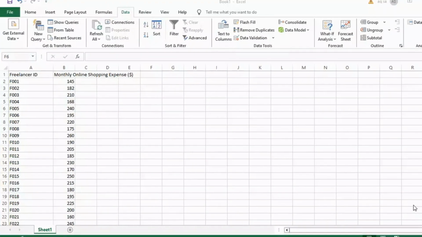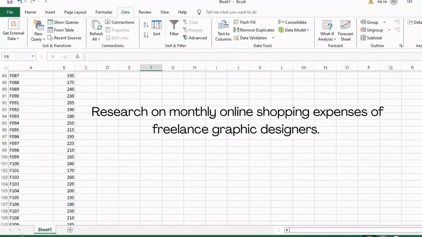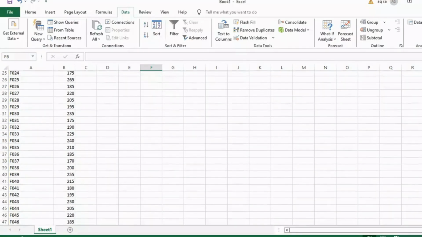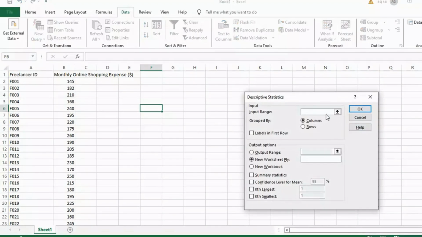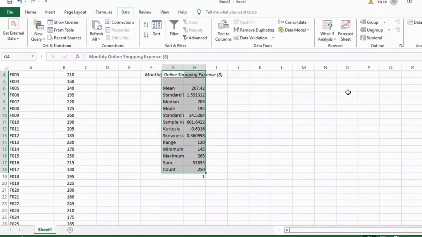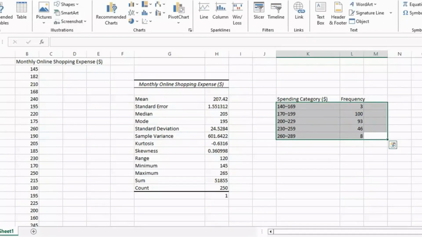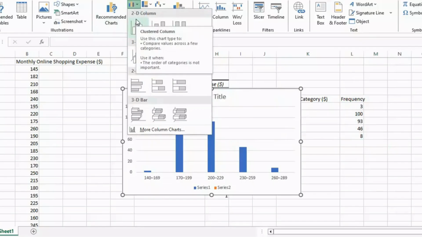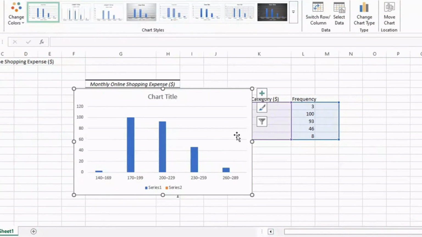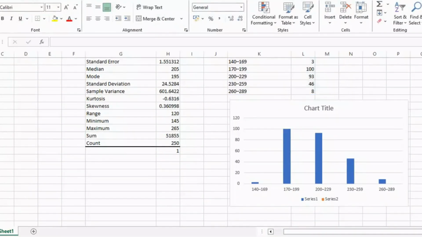For example, suppose you are conducting research on monthly online shopping expenses of freelance graphic designers. You collect data from 250 freelancers. After collecting the responses, you calculate the average monthly spending, identify the highest and lowest expenses, determine the most common spending range, and create a bar chart showing different spending categories. All of these results are descriptive statistics because they describe only the information collected from those 250 freelancers. They do not tell you anything about every freelance graphic designer in the country.